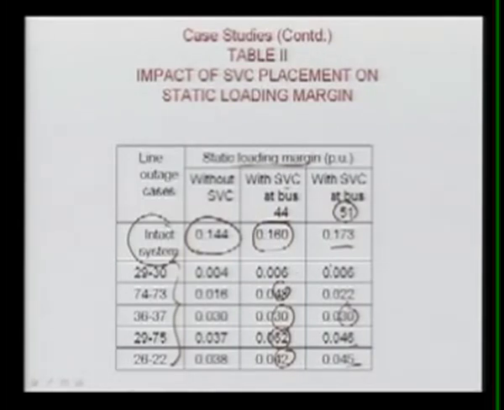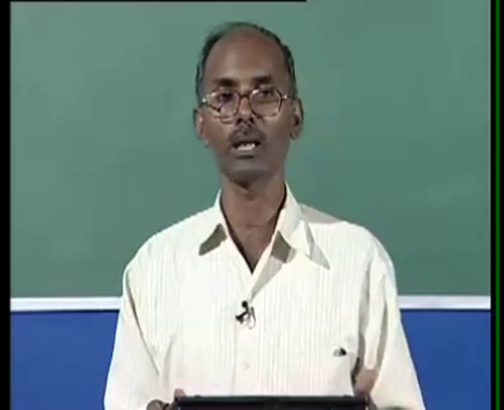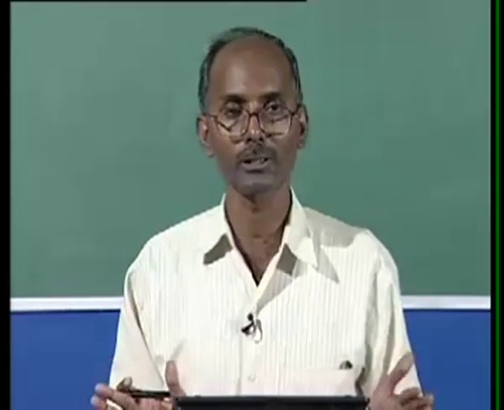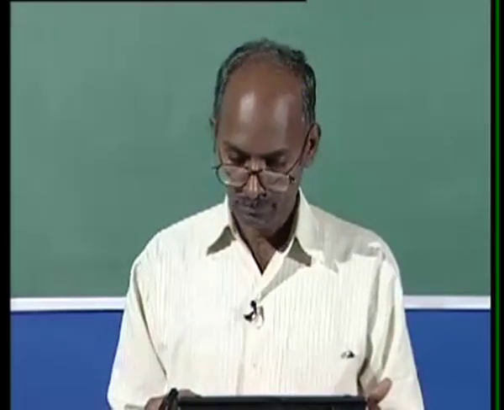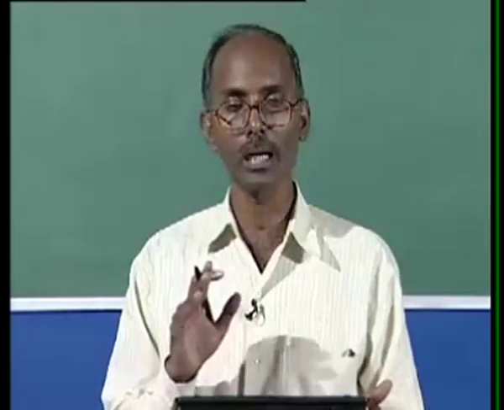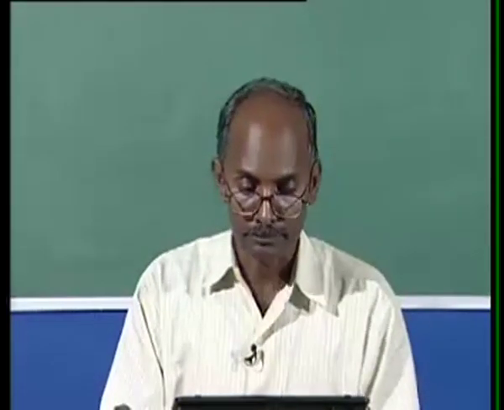As I said, it is not possible that only one static VAR compensator is sufficient for a whole large system. It may be two. So we can go for 44 and 51. This sensitivity approach gives an idea that these are the probable locations, and then you can go for the actual analysis by putting that SVC.